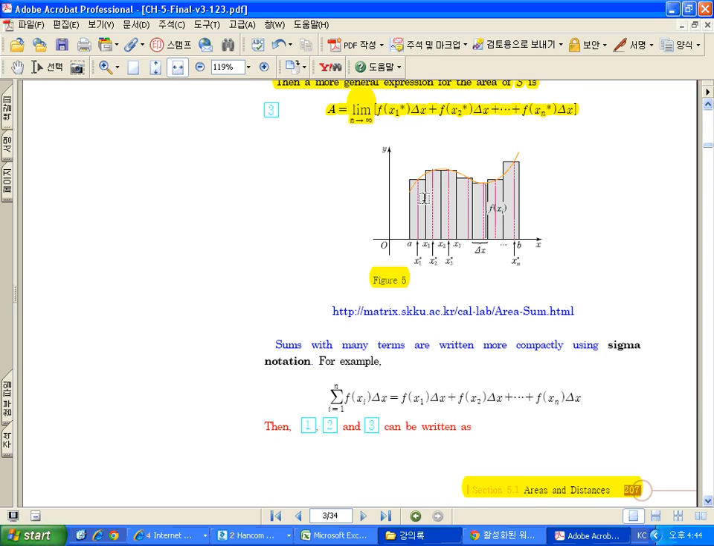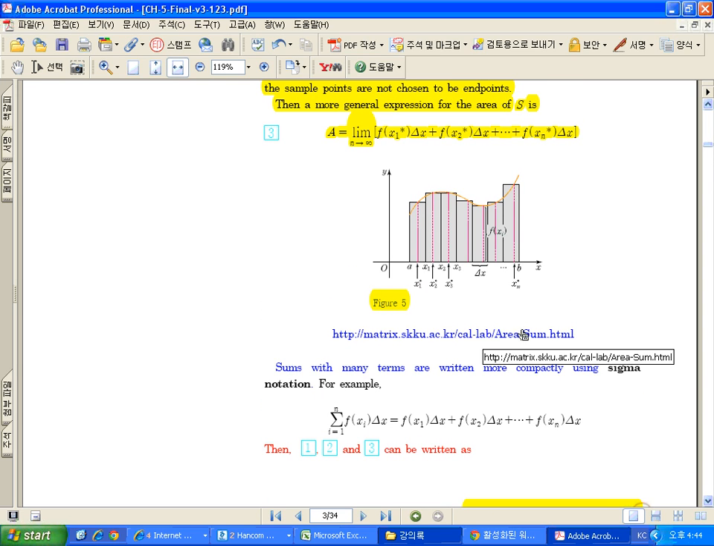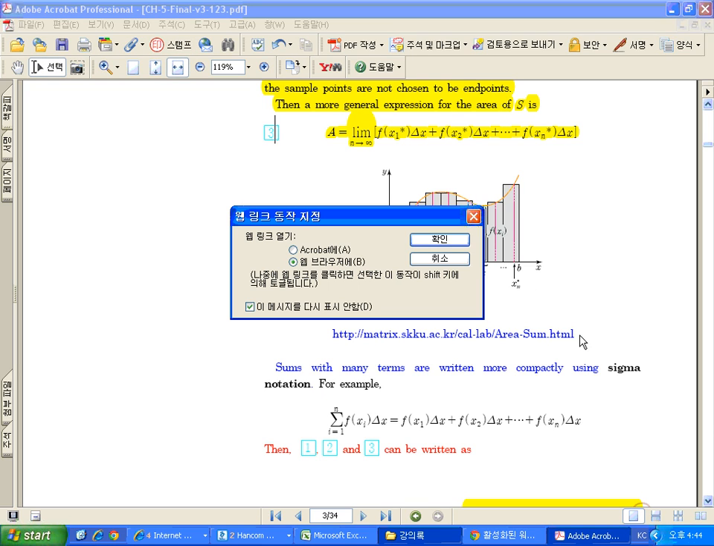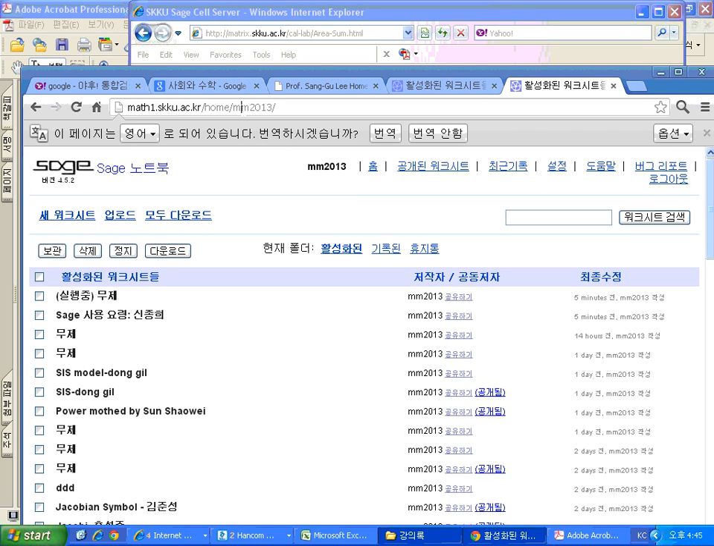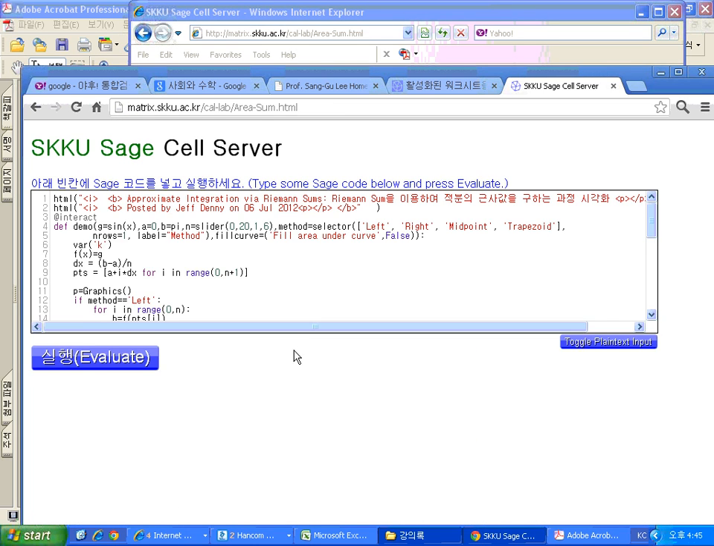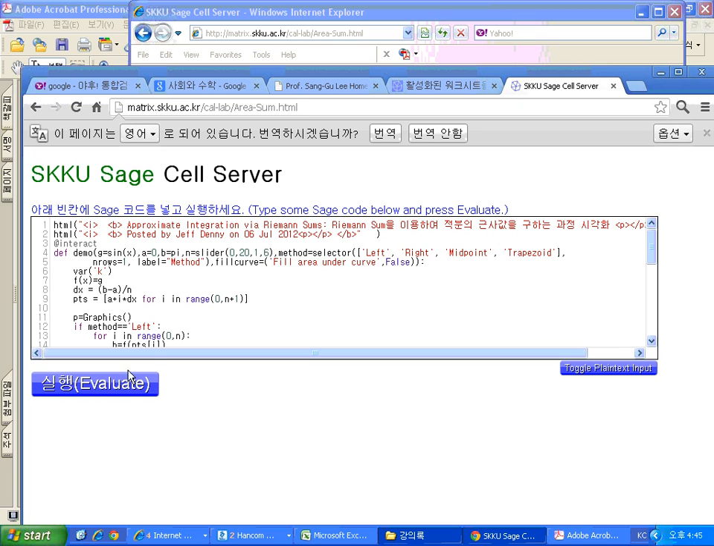Okay. So we may show it here. We may copy it and paste it here and then here. This is a Riemann sum.